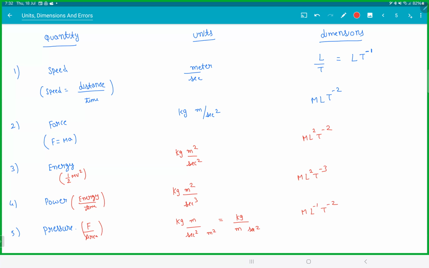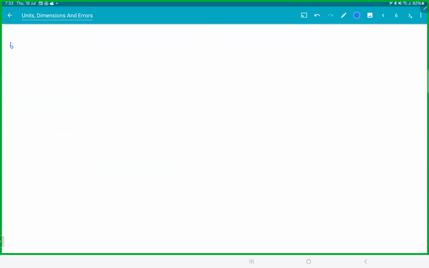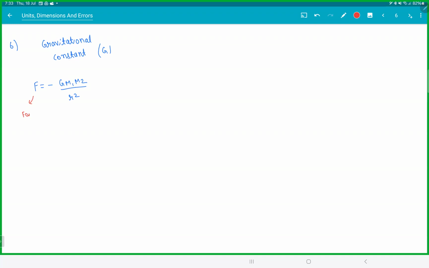Easy stuff. Let's see a few more. Gravitational constant. Now, when they ask you something like this, this is what I was saying: you should know the formula for this. So I'll give you the formulas. F is equal to minus G m1 m2 by r square, where F is force, r is distance, m1 m2 are masses. So if you know the formula, you can get everything from there, whatever you want.